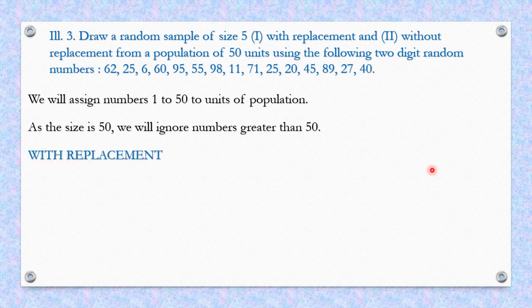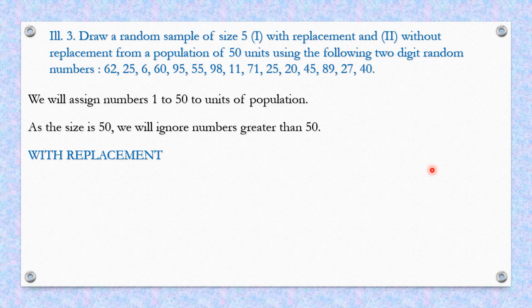Now let me remind you guys again. With replacement means that the numbers can be repeated. Same number can be taken twice. If you recall the last tutorial, with replacement means that once the number I have selected, I will re-put it in the population. That means there is a chance that I can select the same number again. Without replacement means that once a number is selected, I will put it away. So same number cannot be repeated twice.